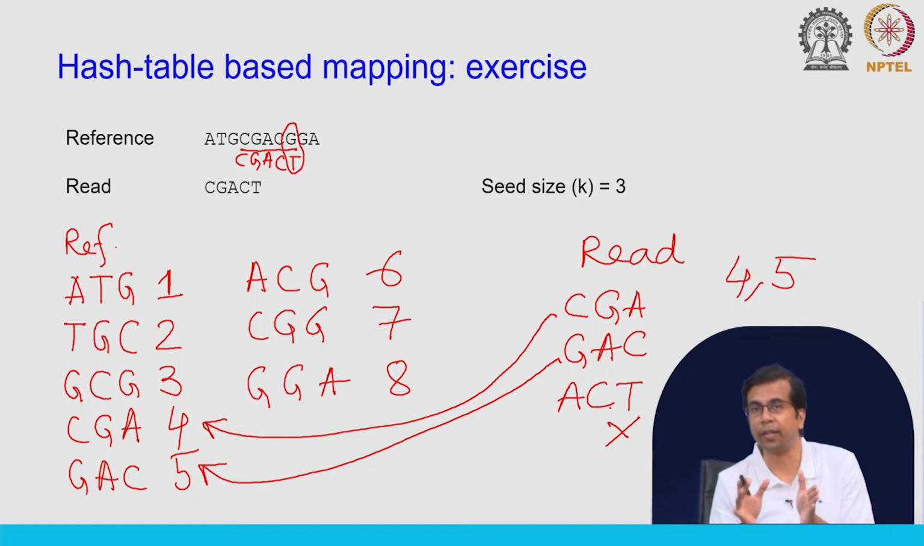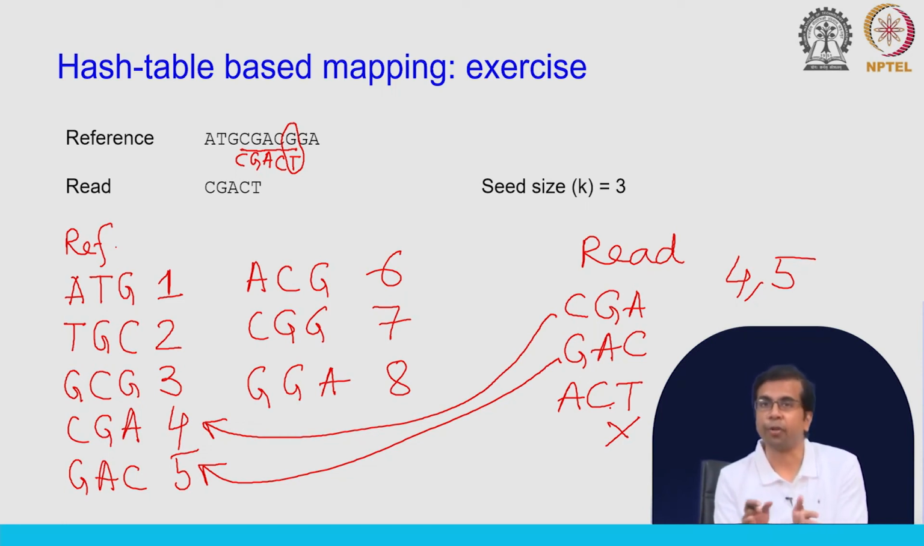So, in this simple example, I hope it is clear how you would generate this hash table for the reference sequence, and then how you generate the seeds for the read, and then how you map these seeds to the reference hash table, and in that process you will identify the location of the read.